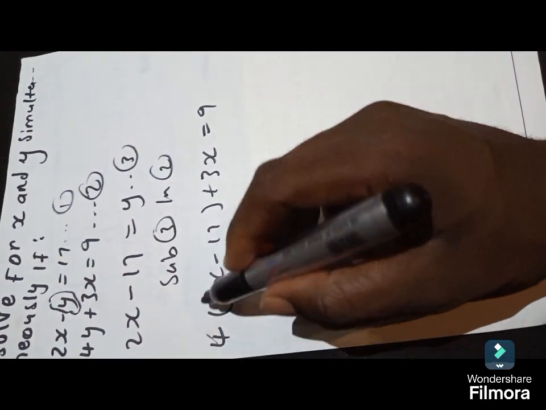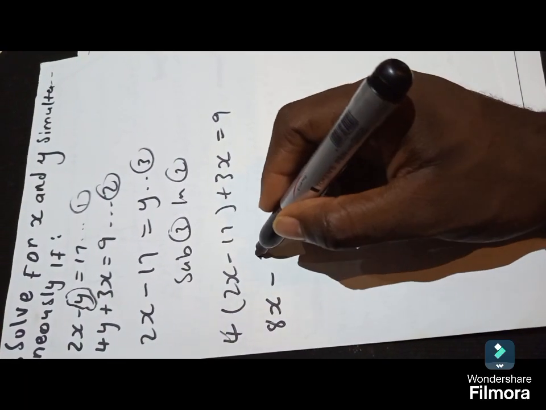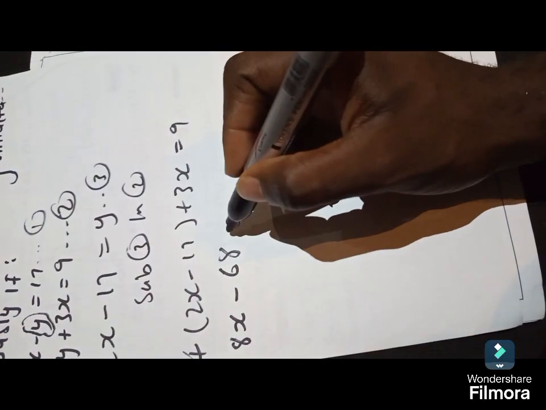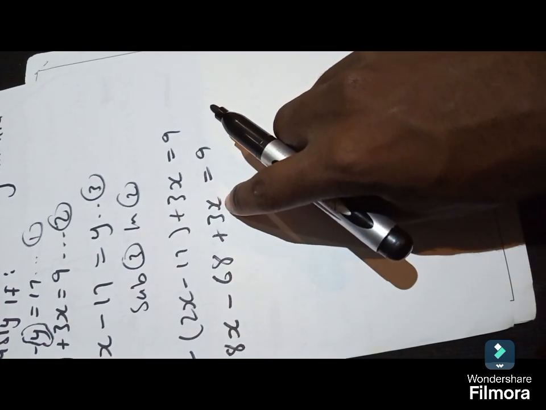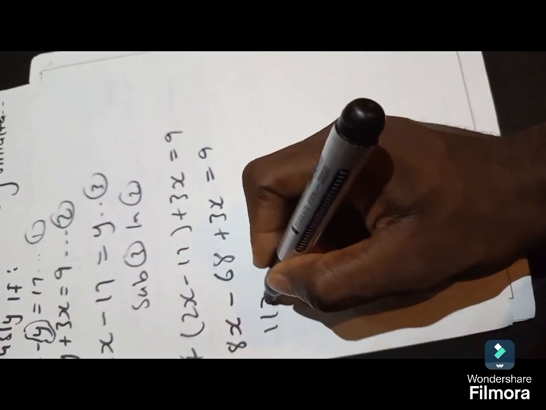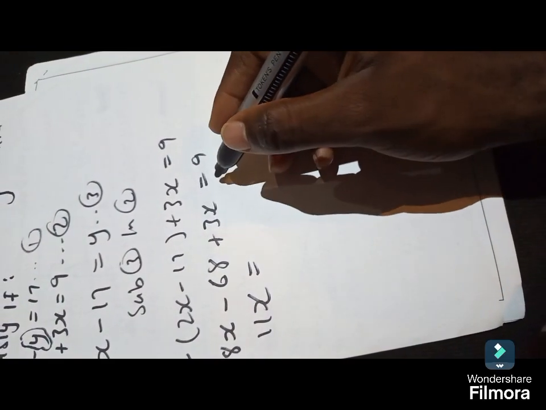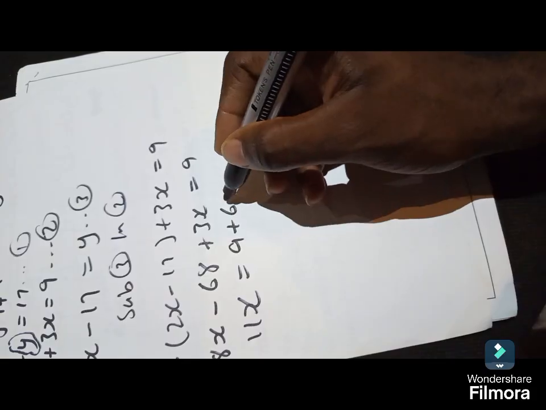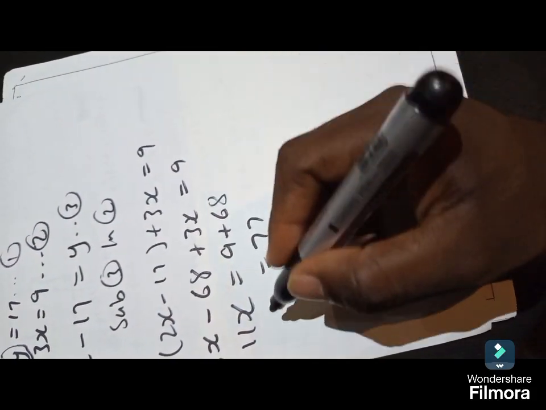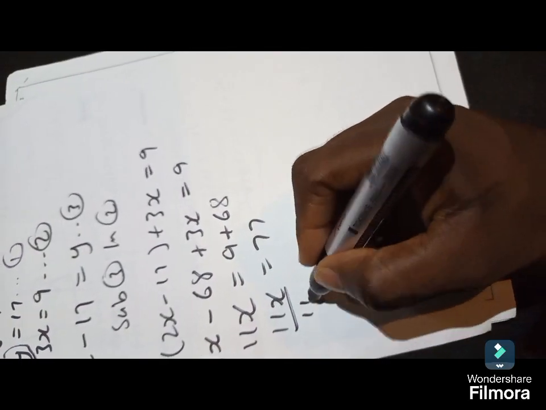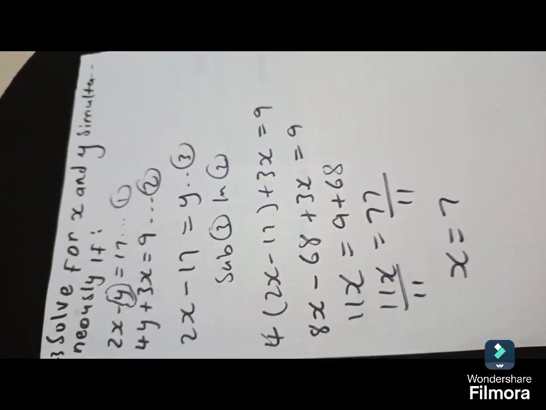So this one is gonna be 4 times 2x, which gives us 8x, and then 4 times negative 17, that's gonna be negative 68, and then plus 3x, that gives us 9. So like terms, 8x plus 3x is gonna be 11x. Let's transport this number negative 68 to the right hand side. So here we're gonna have 9 plus 68. What's that gonna be? 77, I think. Yeah, actually it's 77. 11x divided by 11 on both sides, so our x is gonna be 7.